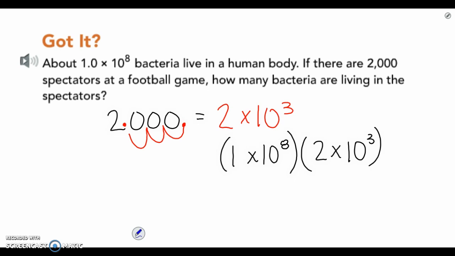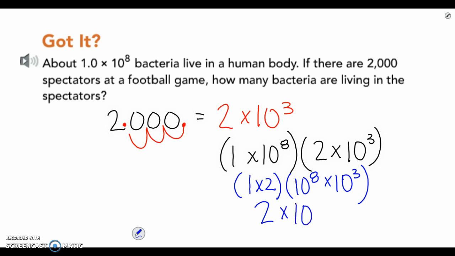Again, we're going to start by taking our first factor, so that would be 1 times 2. And then we're going to group our second factor, so that is 10 to the 8th power times 10 to the third power. We multiply. 1 times 2 is 2 times 10. We're going to add 8 plus 3 because we're multiplying our exponents. 8 plus 3 is going to give us 11. So this would be 2 times 10 to the 11th power.